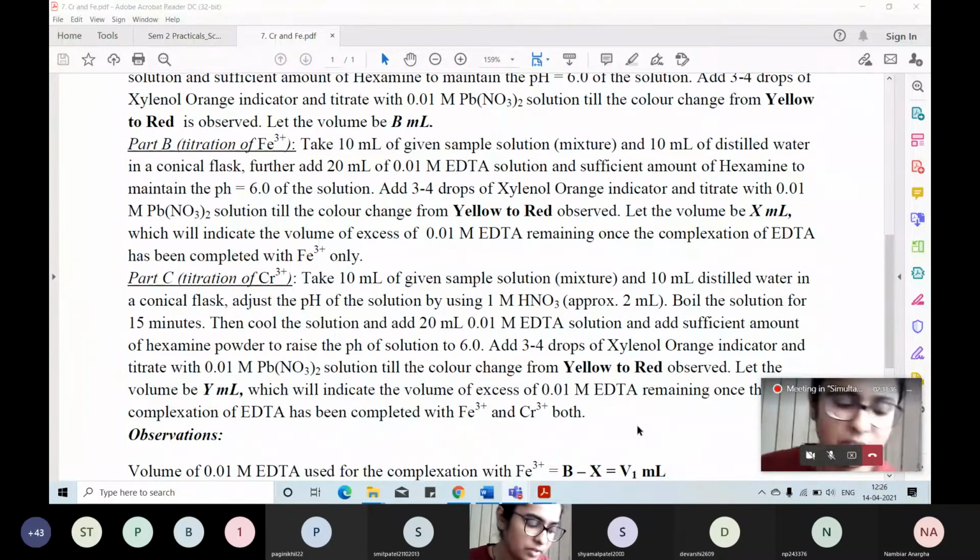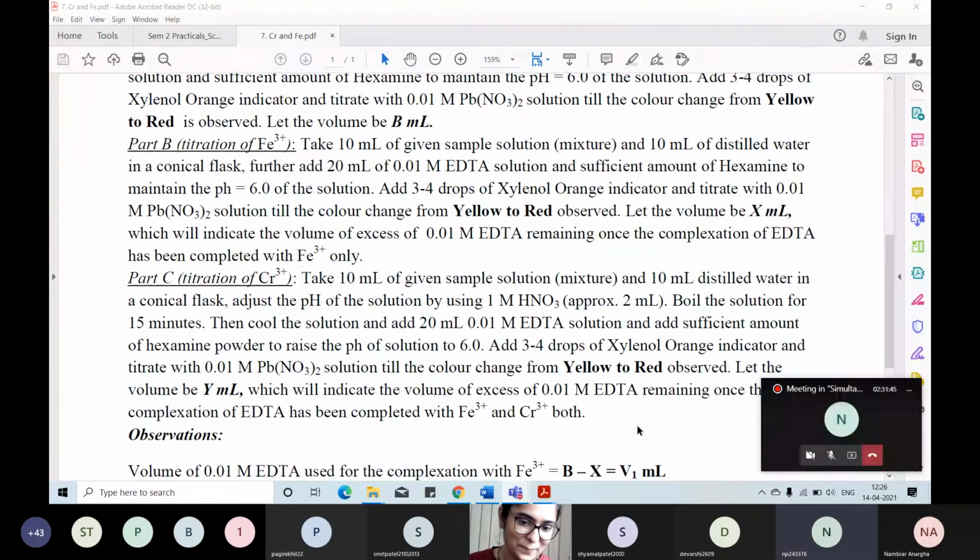How is the PS10 buffer solution made? Ammonium chloride and ammonia, NH4OH plus NH4Cl.